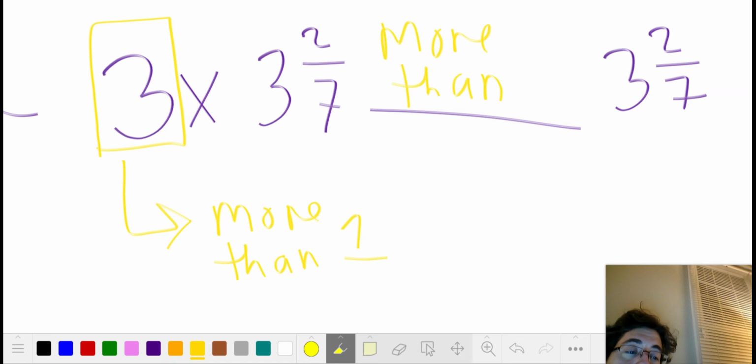So that's really all there is to it, folks. You simply need to look at the factor that's different from the product, and determine whether that factor is more than 1, less than 1, or equal to 1. And then that's going to tell you whether or not your product is going to be more, less, or equal to the product given.